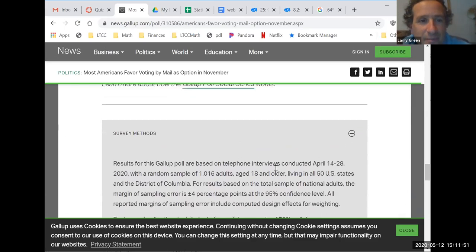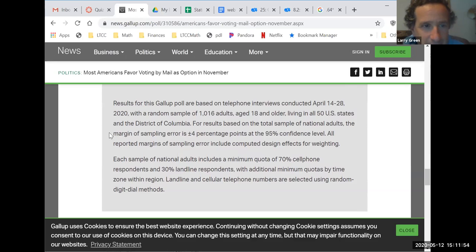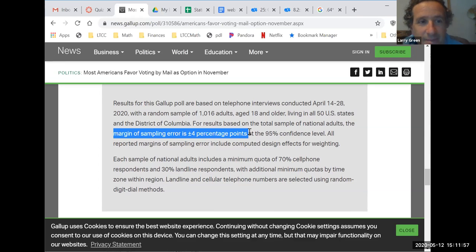So check this out. Margin of sampling error, they called it plus or minus 4%. I found that Gallup usually overwrites, goes a little higher for the margin of error. I think it is because they don't want to look bad if they're wrong. That's my guess. But they always seem to go a little higher than they need to for the margin of error. But it really is plus or minus 3%, not 4%. It might also be that they copied and pasted from another survey and didn't notice. You know, we all make those mistakes.